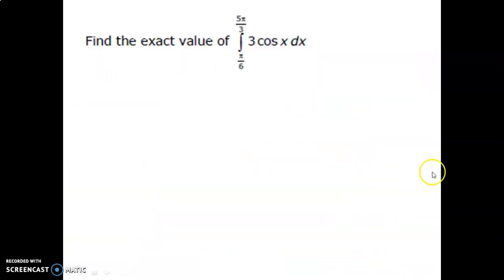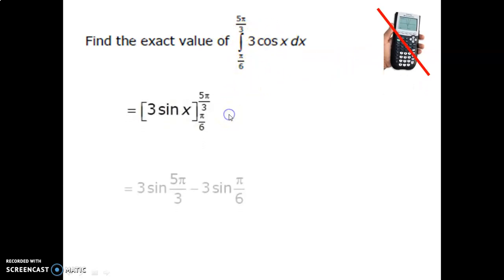Okay, let's try this one out. Notice it says find the exact value of this. That means no calculator. All right, everything should be done here without a calculator. Try it out. Okay, let's check our work.